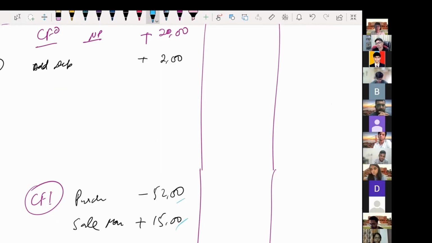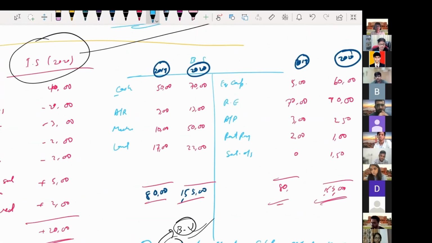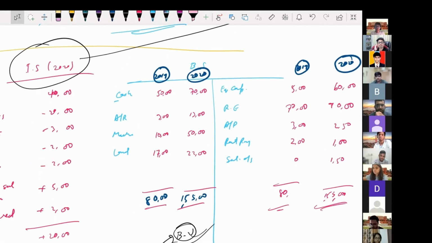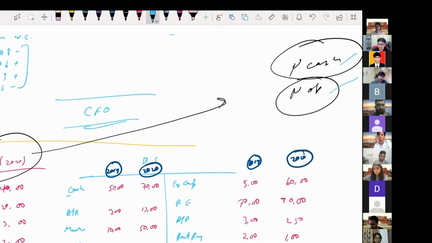Now we are proceeding to step number 4. What is step number 4? Step number 4 is that now we want to go to income statement, all the items one by one, and we want to trace all non-cash item and non-operating items. Non-cash and non-operating. What is the objective? Why do we want to do this?